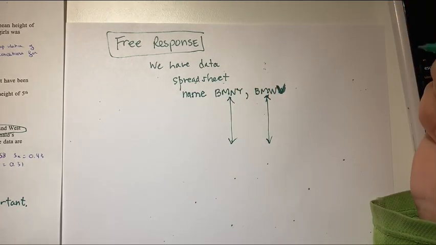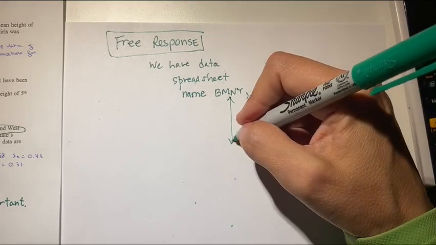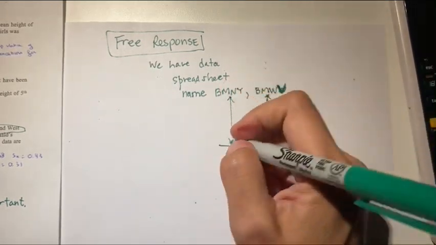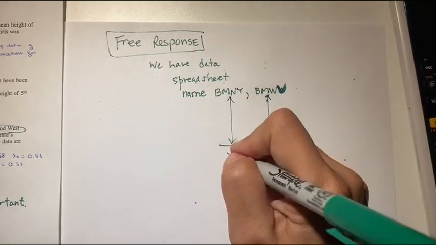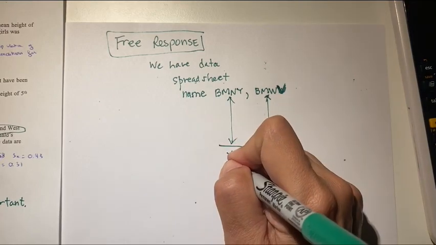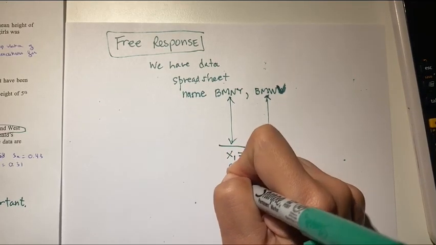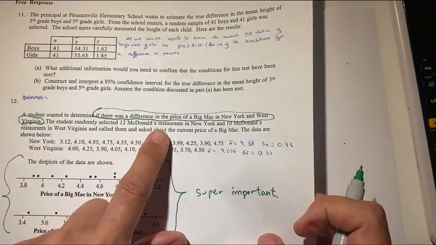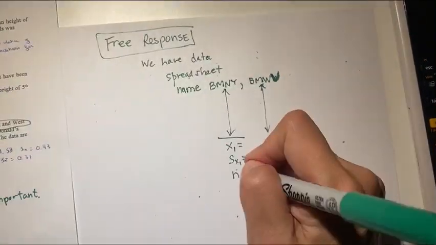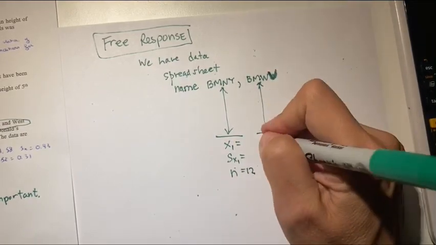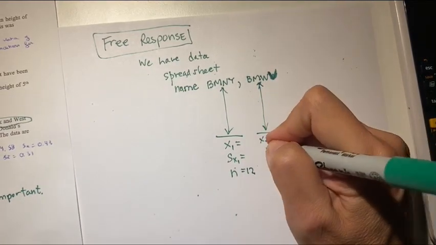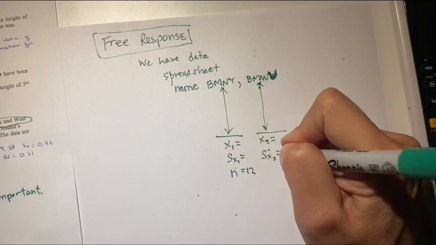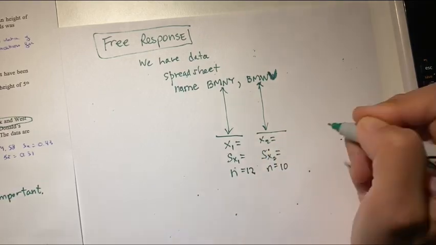Okay? Now, I then want to do one variable stats and figure out what is, just like the last problem, but I need x bar 1, s sub x1, and n1 I already have. So they already said we selected 12 Big Macs from New York, so I know this is going to be 12. And then x bar 2, we need the calculator to tell us this stuff, and this is going to be 10.